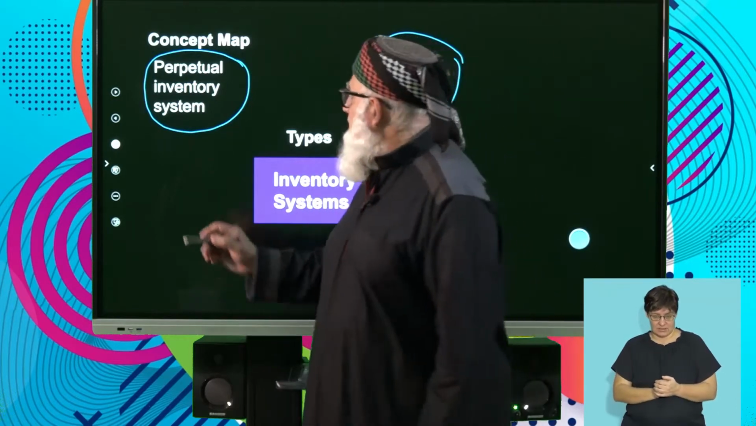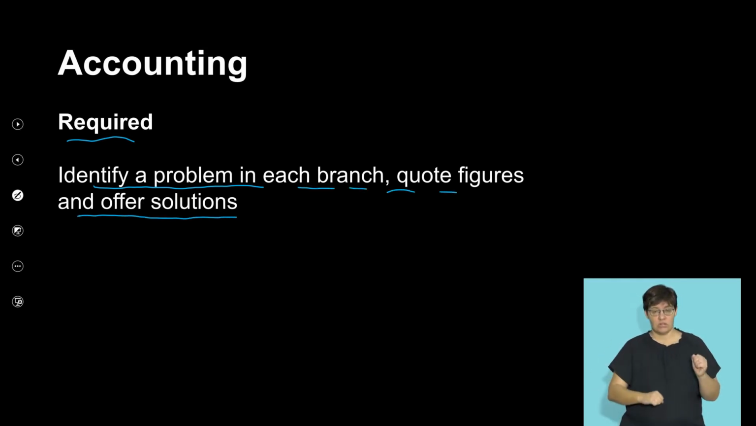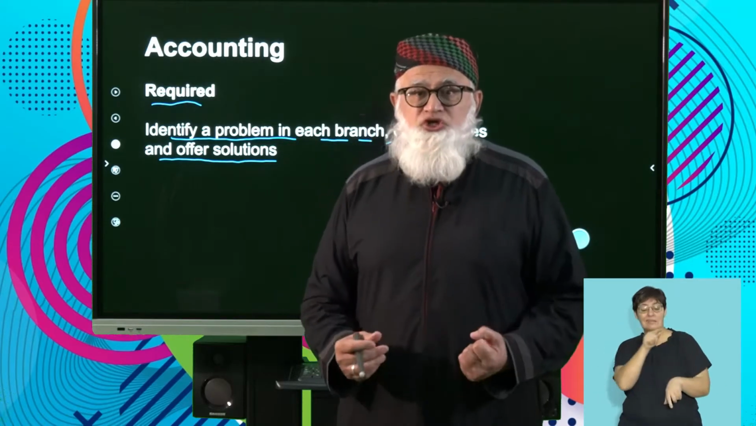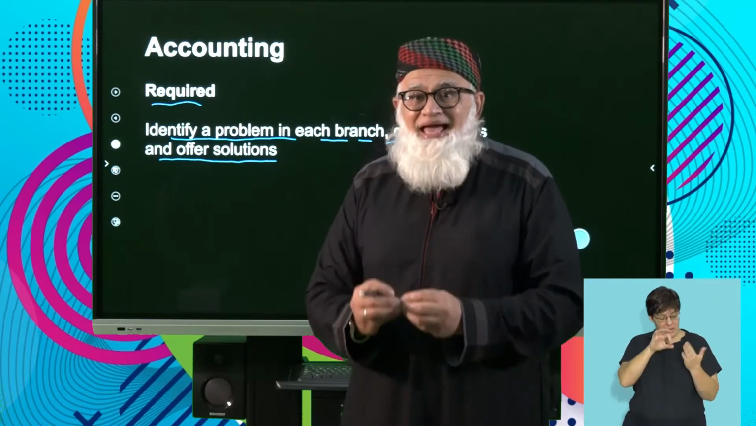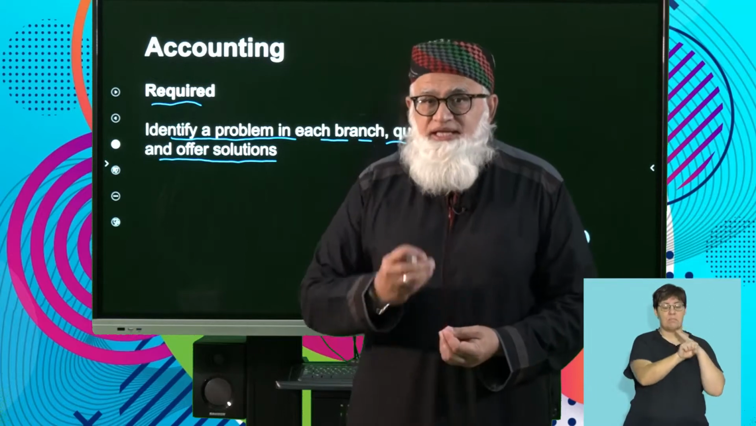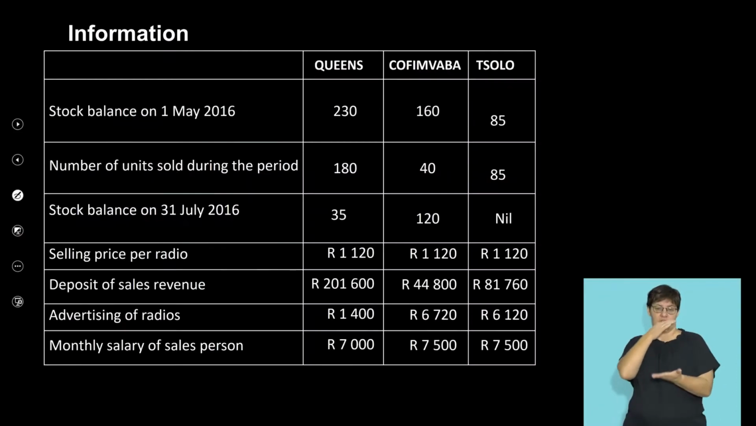Very, very important. Okay, so now if we look at our question, it says here, required: identify a problem in each branch, quote figures, and offer solutions. So this is a data response type of question where you are given the data, you are expected to analyze and find the problems and then obviously offer solutions and make necessary suggestions. So here we go. This is the information that we have regarding our three branches, one at Queens, one at Kofivamba, and one at Solo.